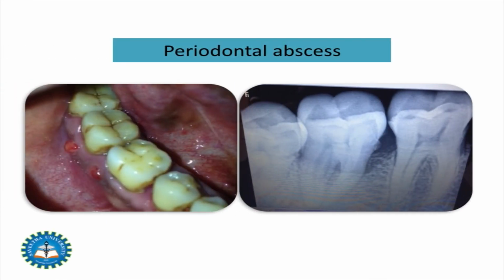Suppuration and pus formation in the periodontal region can lead to an intraoral or extraoral swelling, which is called a periodontal abscess. Shown in the photograph is a periodontal abscess in the lower molar tooth, and that is a radiograph which shows the periodontal abscess. The tooth is free from dental caries. There is a deep periodontal pocket, pus discharge from the sulcus, and mobility of the tooth, and the radiograph will show bone loss.